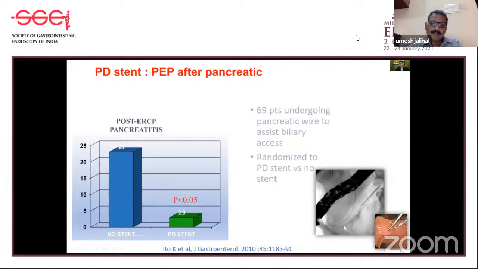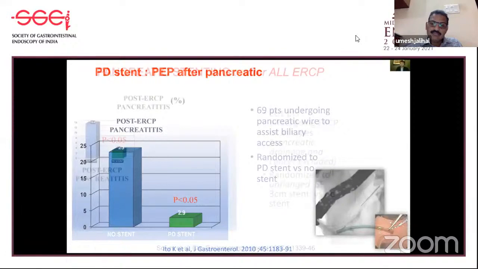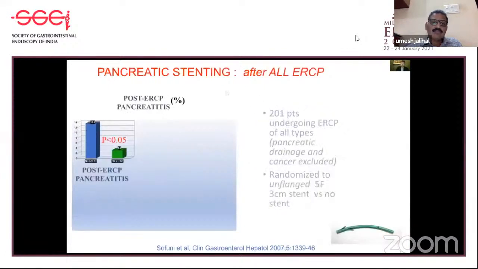So when you get a guide wire into the PD, especially with a difficult ampullary anatomy or papilla, there is nothing wrong with it. Leave the wire and cannulate alongside into the bile duct, but make sure you place a stent in the PD so that you minimize the risk of pancreatitis. So use the pancreatic stent, but do not misuse it. A pancreatic stent after all ERCPs shows a significant risk reduction, but that does not mean that we should spend an extra 20 minutes cannulating, causing more trauma to the papilla. So you have to be careful.